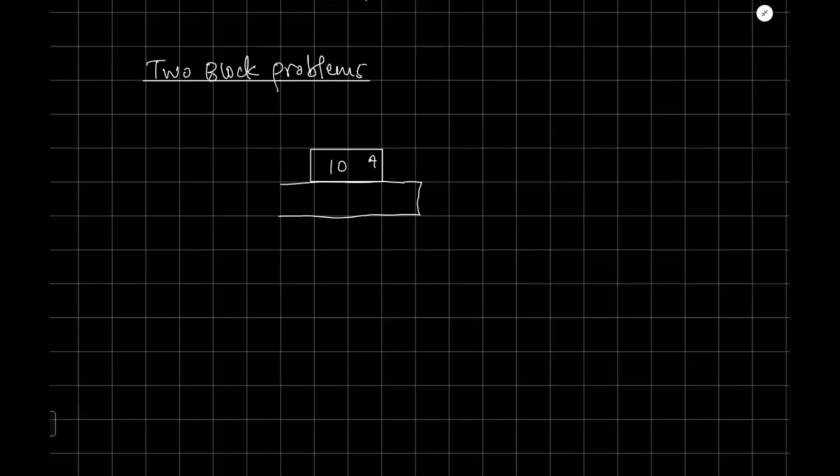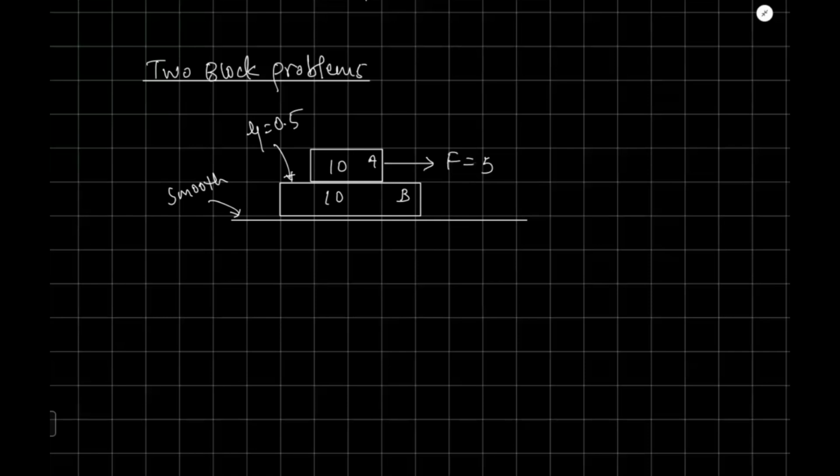There's another block, and its name is B. And let's say it also has a mass 10 kg. This surface at the bottom is given to you. It is a smooth surface, and this is a rough surface. It has a coefficient of friction 0.5, and we have applied 50 Newton force on this object. F is equal to 50 Newton, and our system is initially at rest.